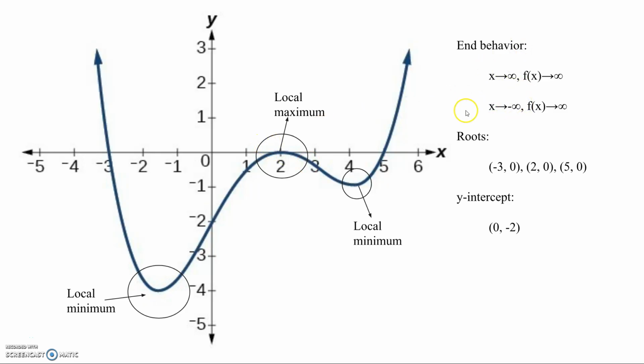And for the end behavior, when x goes to positive infinity, the y value is going to be positive infinity. And when x goes to negative infinity, it's going to be positive infinity. So the end behavior is not always going to be about infinity. The y value can sometimes be constant. For example, if you have a graph that is a horizontal line, it can be like when x goes to positive infinity, the y value is going to be 1.